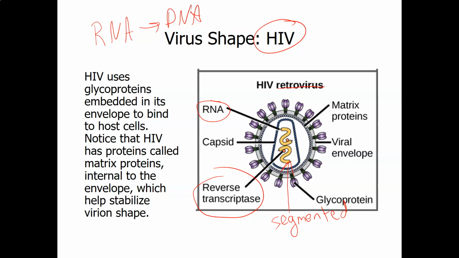You can see that there is a capsid which has an icosahedral shape. You may not be able to tell that from looking at it, but it does. And then there's an envelope outside the capsid, and there are glycoprotein spikes which help in attachment to the host.